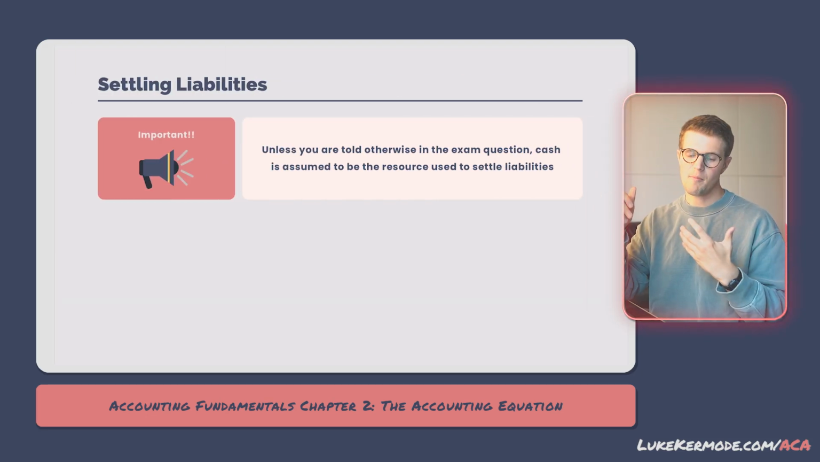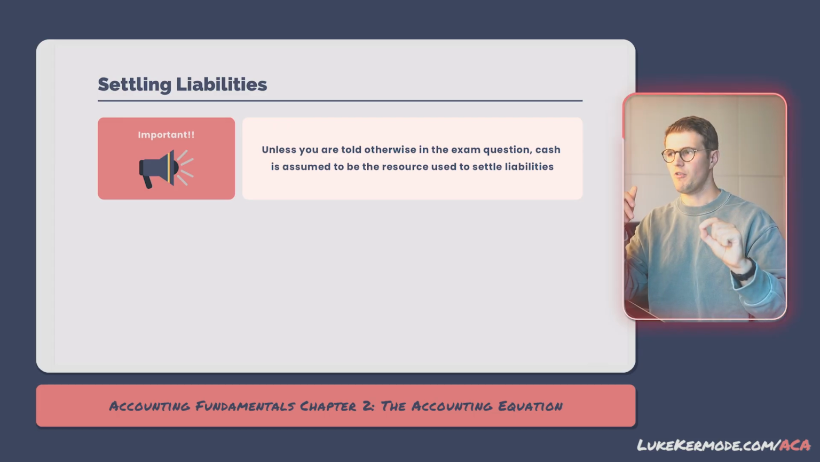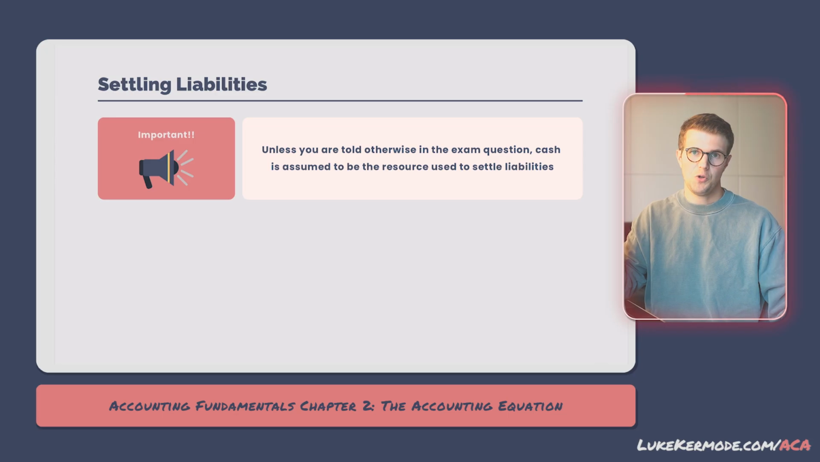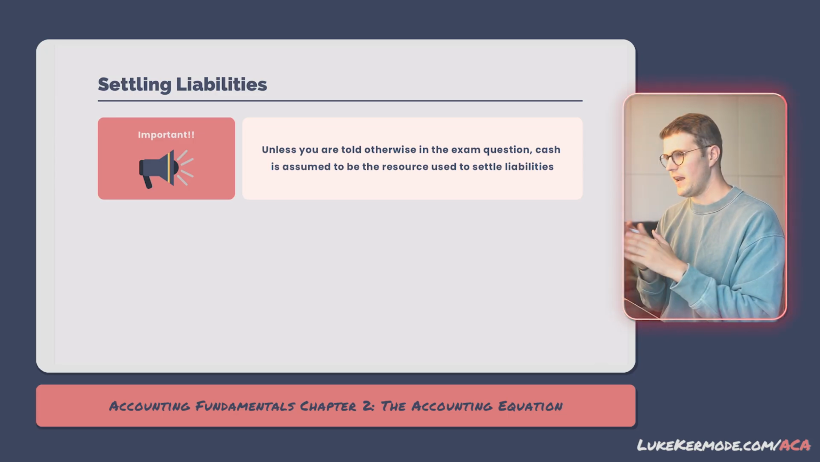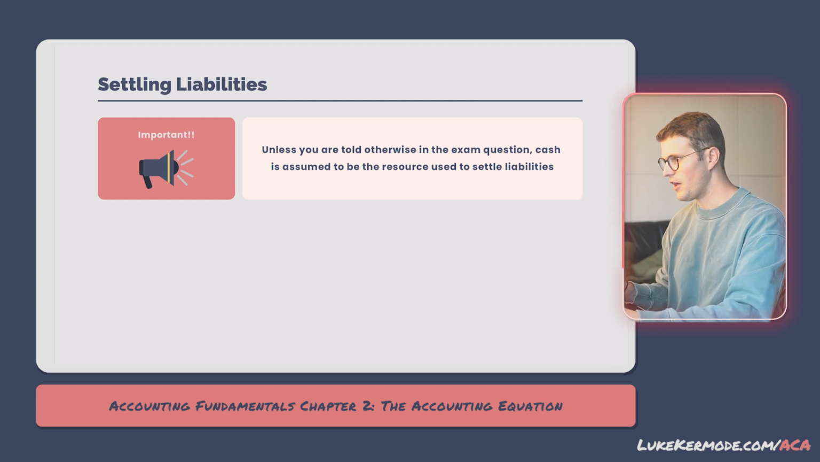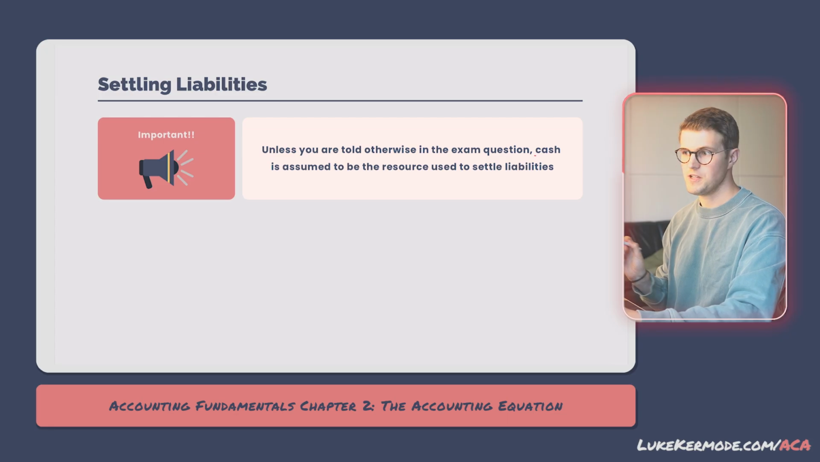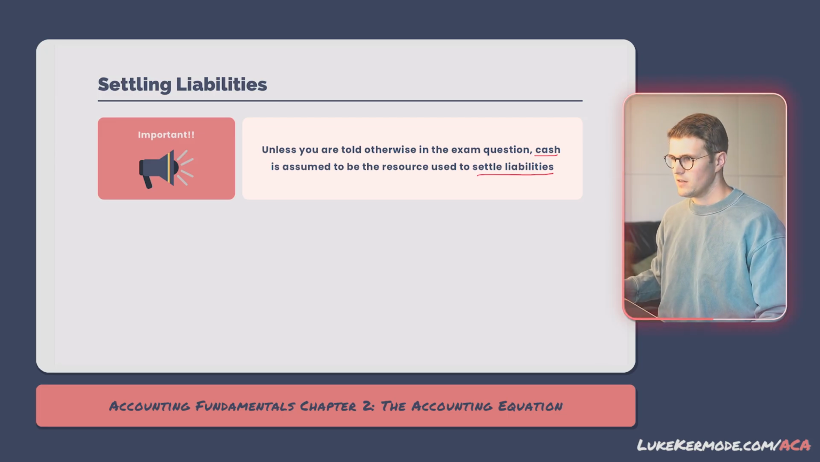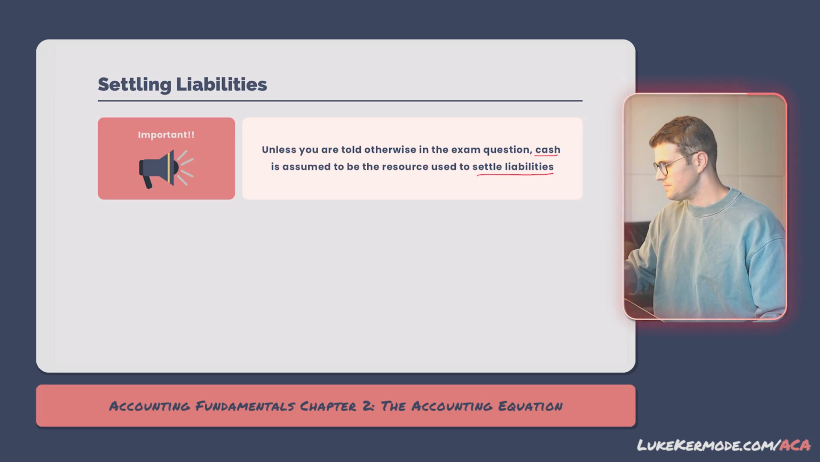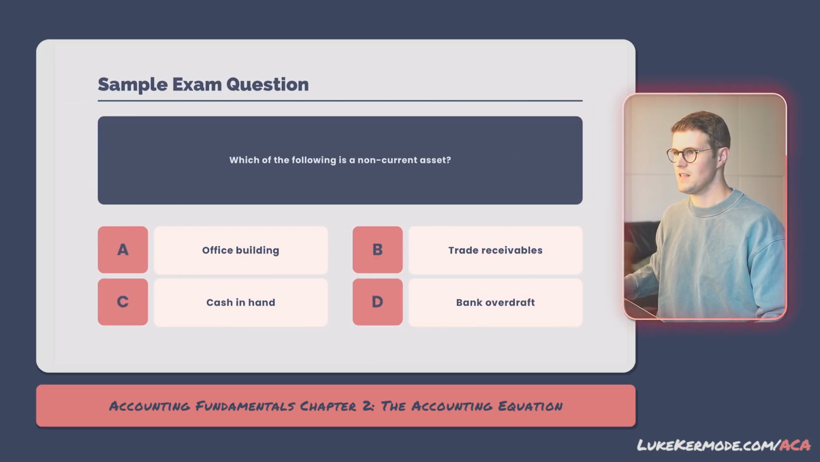The key distinction to remember is that non-current liabilities reflect longer term obligations, whereas current liabilities are always going to be due within the next 12 months. One final point to be aware of when it comes to liabilities in the accounting exam is that unless we're told otherwise, we should always be assuming that cash is the resource used to settle or pay off our outstanding liabilities. This helps keep reporting consistent and understandable. So in your exam, always assume that cash is the resource used to pay off the business's debts.